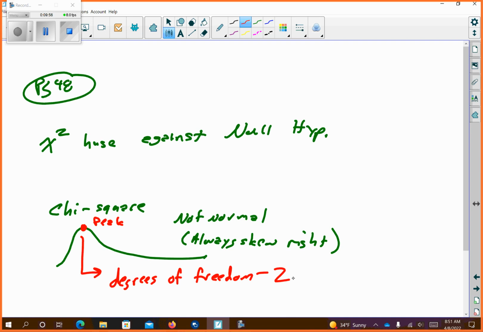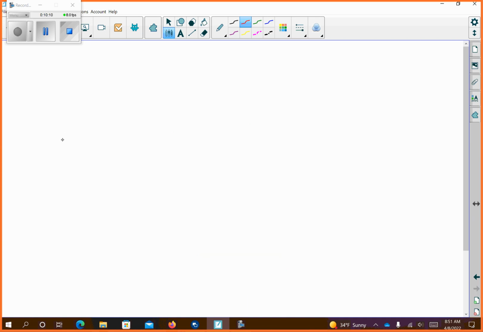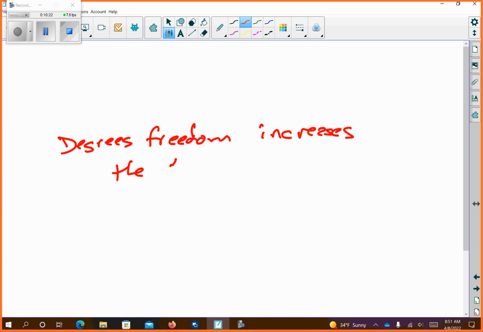This chi-square distribution is skewed right. We already said that. But less so as the degrees of freedom increase. So the more degrees of freedom, the less skew right it'll be. So as the degrees of freedom increase, the less skew right we will be.